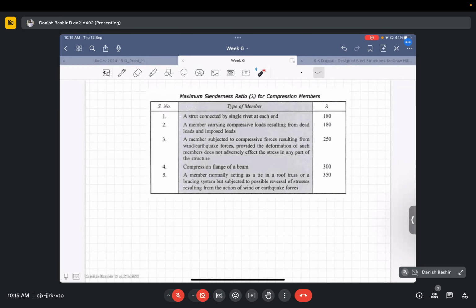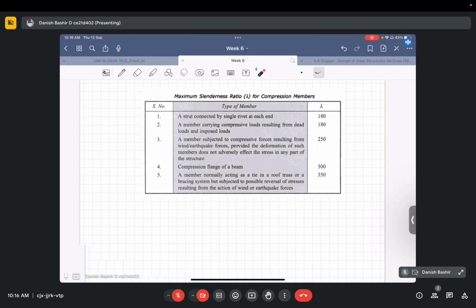So this is the maximum slenderness ratio for our different compression members. In the first case, a strut connected by a single rivet at each end, slenderness ratio should be 180. A member carrying compressive loads resulting from dead loads and imposed loads, we take slenderness ratio 180. A member subjected to a compressive force resulting from wind or earthquake forces, provided the deformation of such members does not adversely affect the strain in any part of the structure, we take 250. Compression flange of a beam, we take slenderness ratio 300. A member normally acting as a tie in a roof truss or a bracing system but subjected to possible reversal of stresses resulting from the action of wind or earthquake forces, for that we take slenderness ratio as 350.